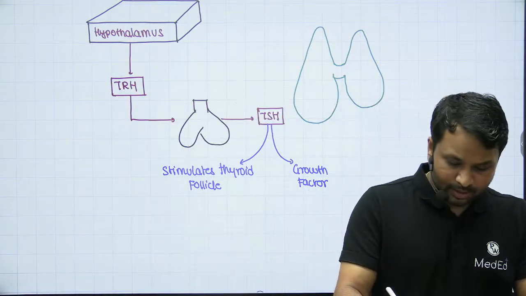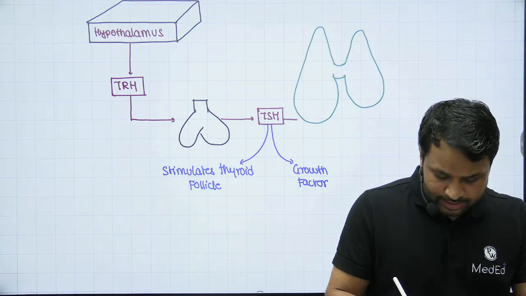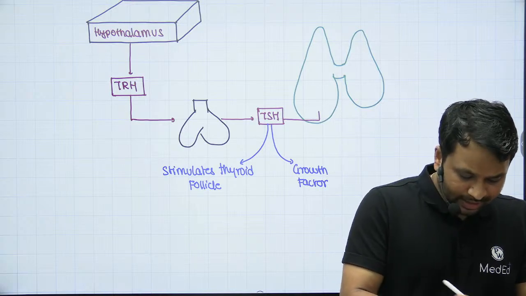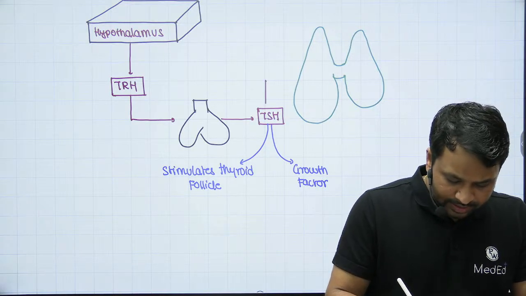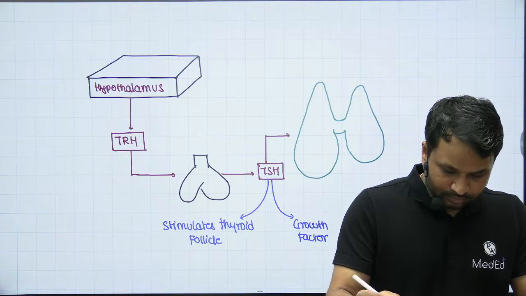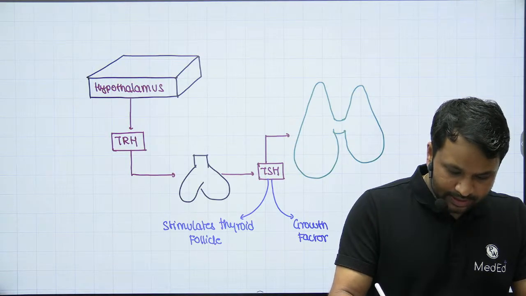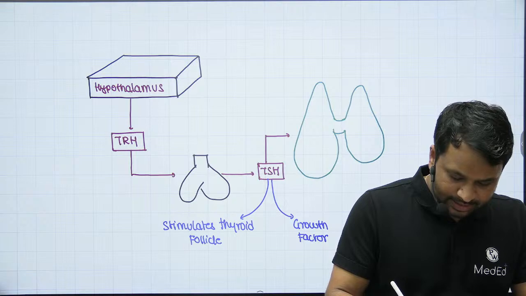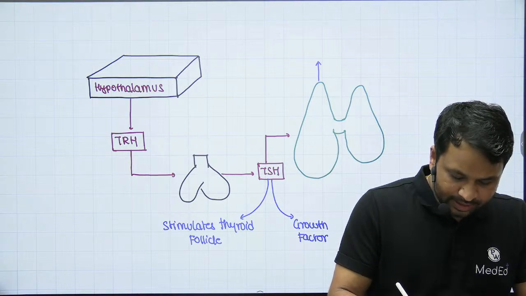What is the TSH going to do? The TSH goes into the thyroid follicles. The TSH goes into the thyroid gland, stimulates the thyroid gland. Once the thyroid gland is stimulated, it is now going to produce the hormone that is desired, that is going to be T3 and T4.